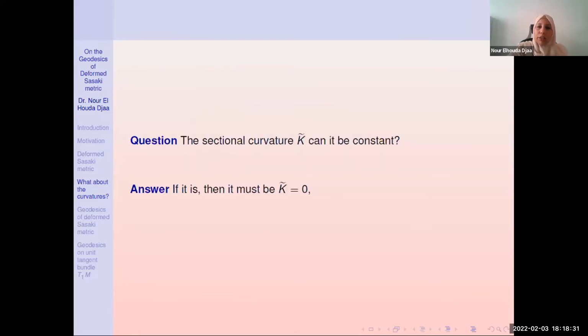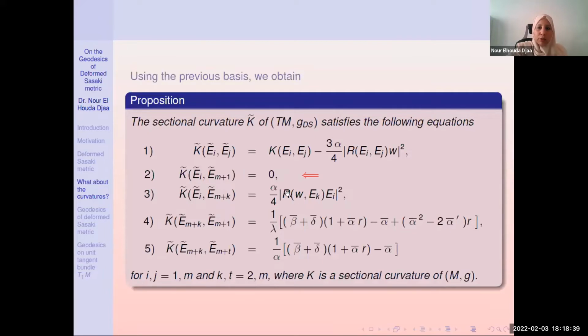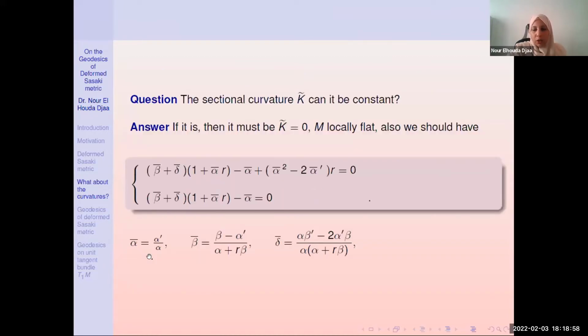Question: the sectional curvature, can it be constant? So the answer: if it is, then it must be 0. From formula number 2 here, we put r equals 0 and r equals 0. We get M is locally flat. So it says formula number 4 equals 0 and formula number 5 equals 0. So the answer will be, if it is, then K must equal 0 and M locally flat, and we should have this system here.